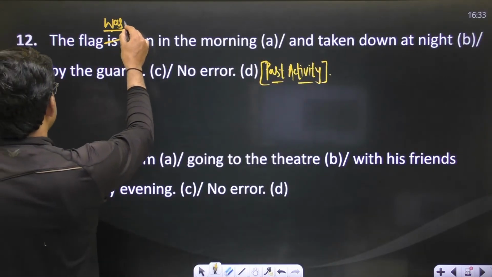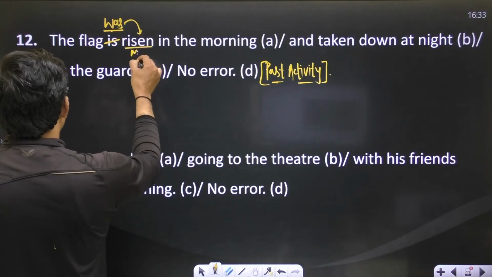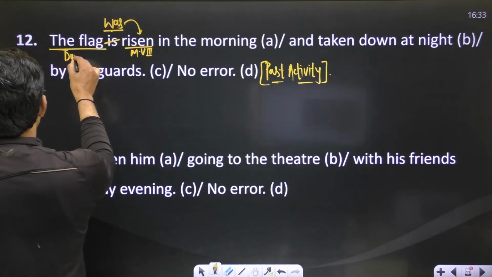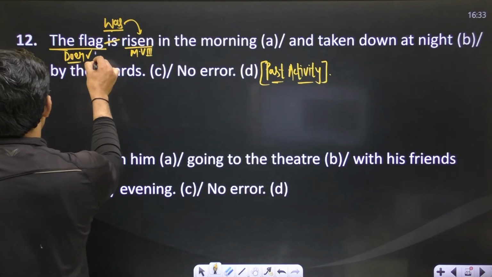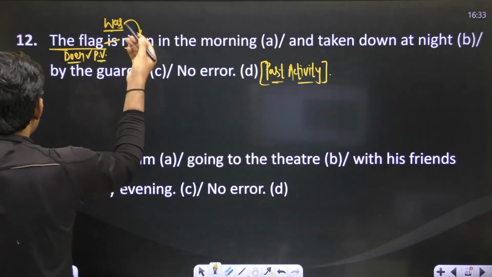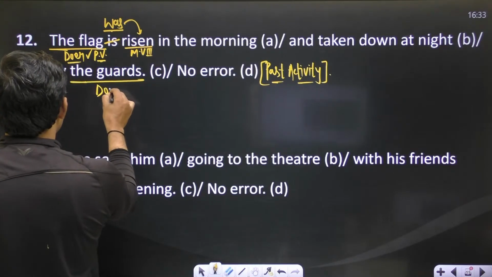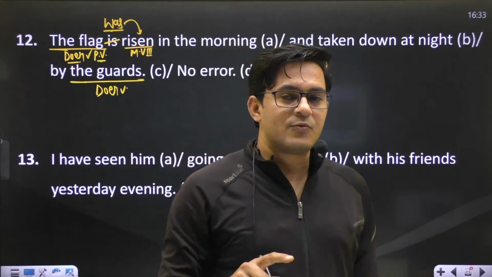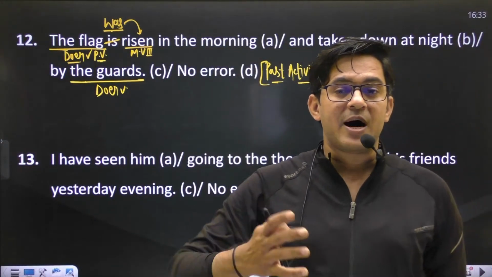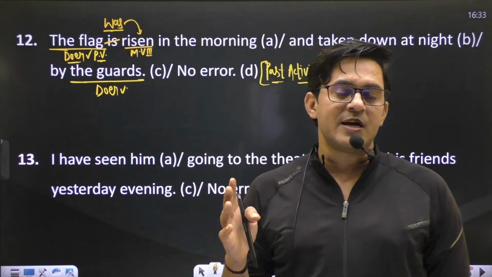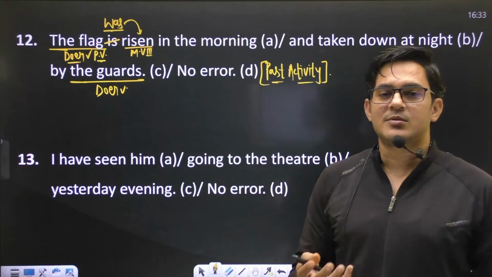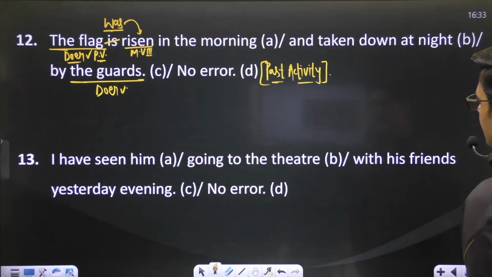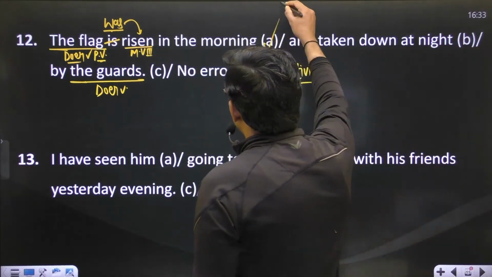And why is it in passive voice? The reason behind this passive voice is that the subject, flag, is not the doer, and when the subject is not the doer, the sentence will be in passive voice. Who is the doer? This word, guards, is the doer here. And if you are talking about any past event, we use in past indefinite, was, were plus the third form of the verb, the main verb, right? So the sentence will be like: the flag was risen in the morning and taken down at night by the guards. Error is in part A.